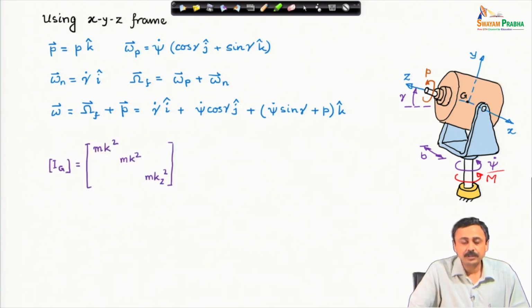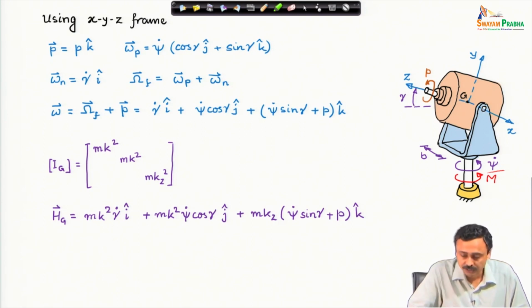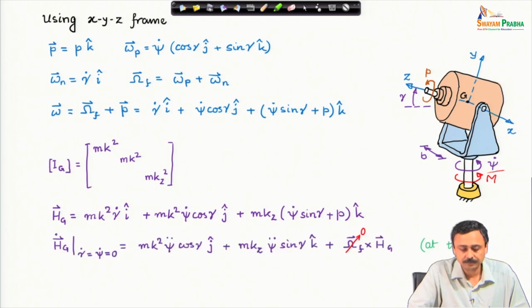Now, the moment of inertia tensor for this rotor: as we are provided with the radii of gyration kz and k, about the axis of symmetry it is kz and about the other two axes it is k. This is an axisymmetric rotor. We have the moment of inertia tensor, the other entries are all 0. The angular momentum about G therefore turns out to be this. This is the product of the moment of inertia tensor and the angular velocity. So, this is the angular momentum about the center of mass of the rotor.